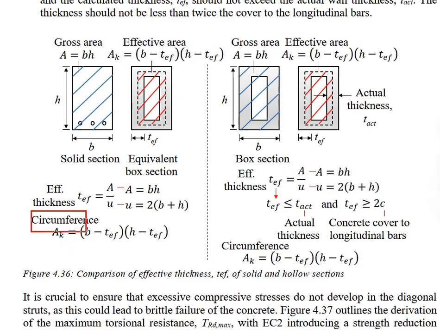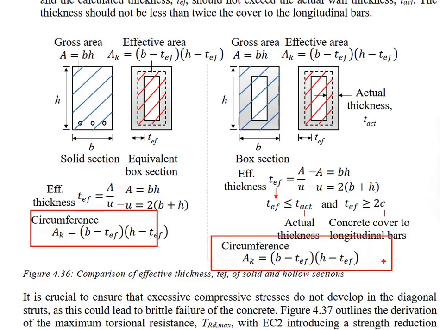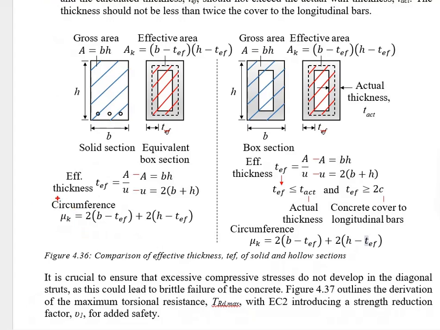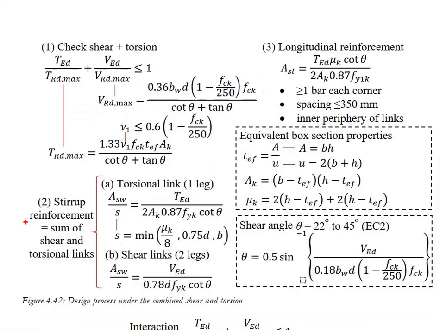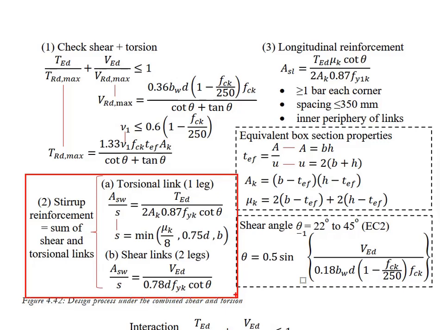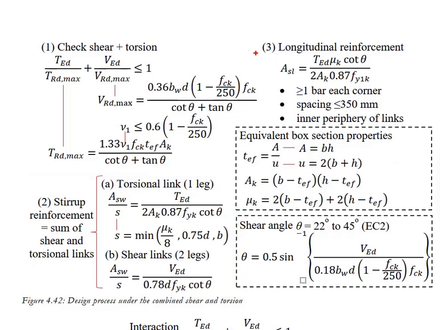So, correction for the equation of circumferences. This shall be the correct one. Or you can further simplify the formula into this formula. Once you're done with the design of the stirrup reinforcement, you may proceed with the design of the longitudinal reinforcement. Use this formula. The fyk here refers to the specified yield strength of the longitudinal reinforcement.